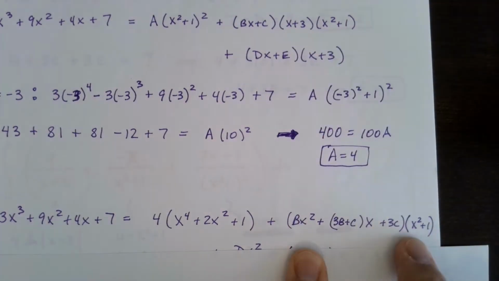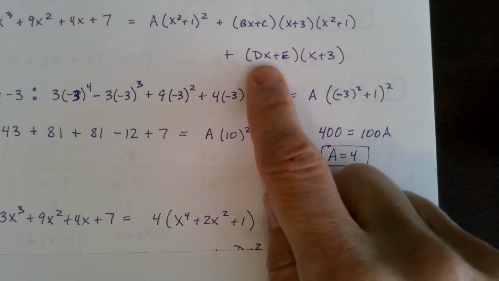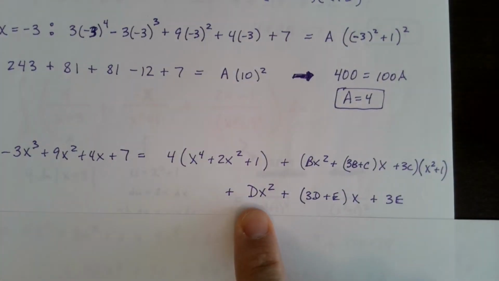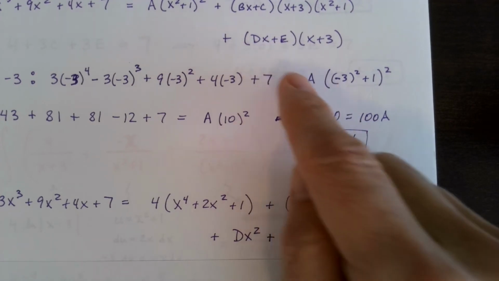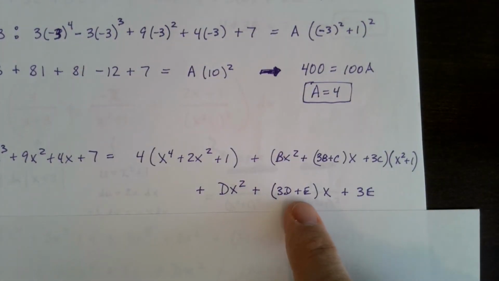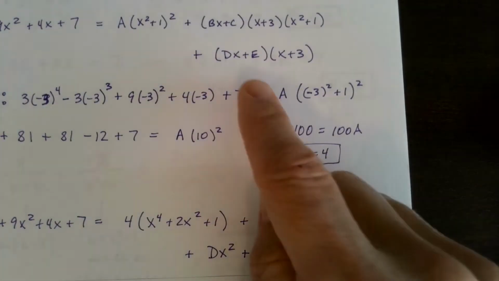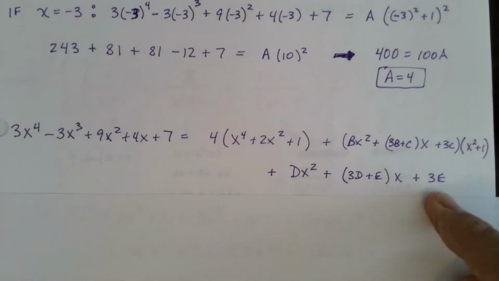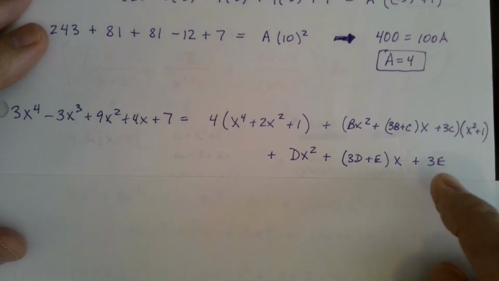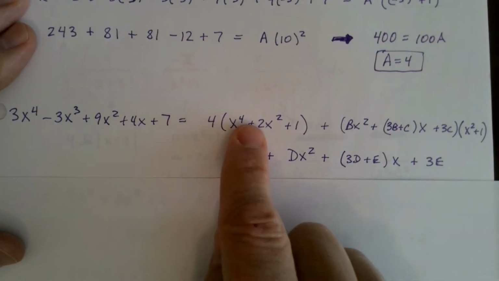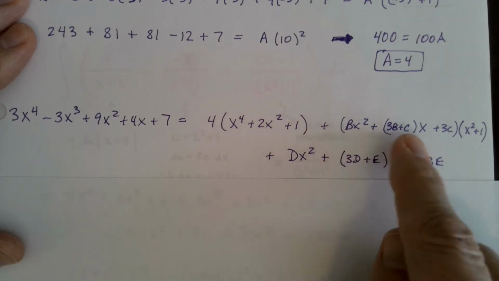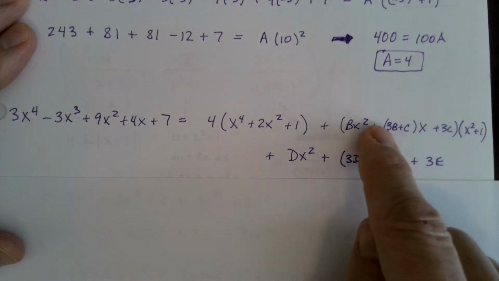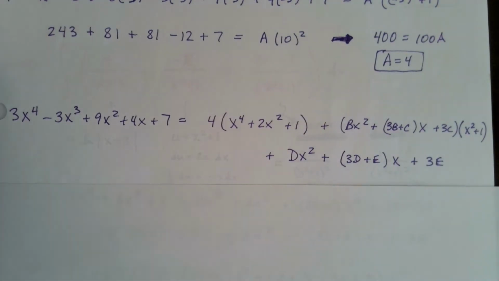I still have times x squared plus 1, so I've got some more work to do here. Here I FOIL, I get dx times x is dx squared. The outer is 3dx, the inner is ex. 3dx plus ex is 3d plus e, x. And last, e times 3 is 3e. Whew. Okay, still not done though. I'm going to do a little more here. I'm going to distribute the 4 through here, and I need to multiply each term here by x squared and then each term here by 1. Okay.